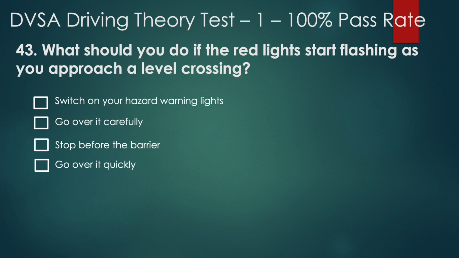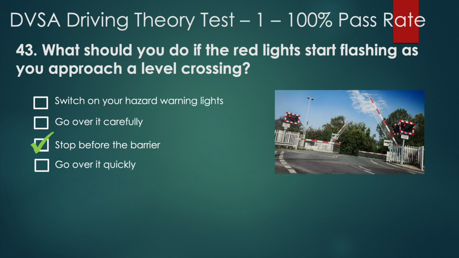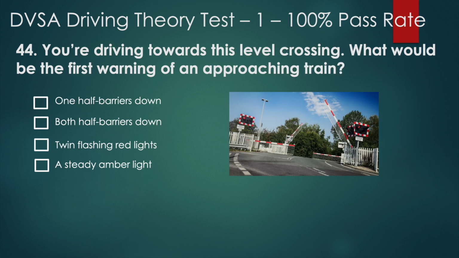43. What should you do if the red lights start flashing as you approach a level crossing? A. Switch on your hazard warning lights. B. Go over it carefully. C. Stop before the barrier. D. Go over it quickly. And the answer is C. Stop before the barrier.